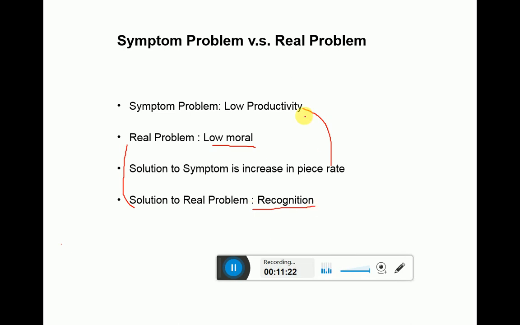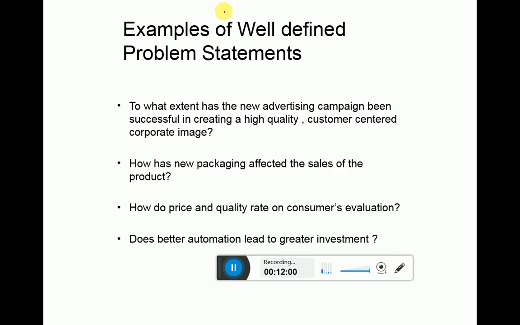So low productivity was the symptom, not the reality of the problem. The solution we thought was to increase the pay rate, however that was not the real solution. The real solution emerged when I studied the literature review and found that low morale is the actual problem, and one way to address low morale is employee recognition, meaning valuing the employees. So it simply says that when a researcher studies a broad problem area or a problem statement or problem definition, the researcher must focus on the real problems, not on the symptom problems. Hope a bit of the idea will be clear.